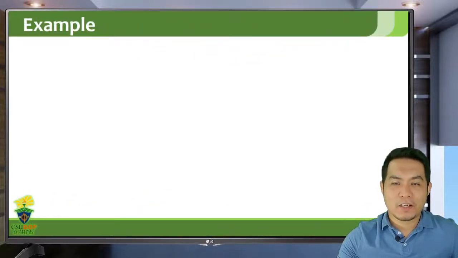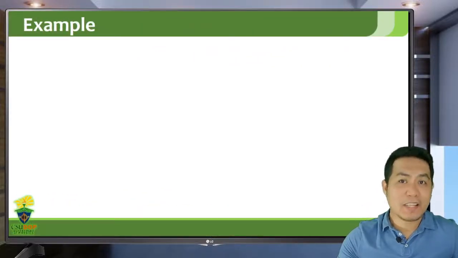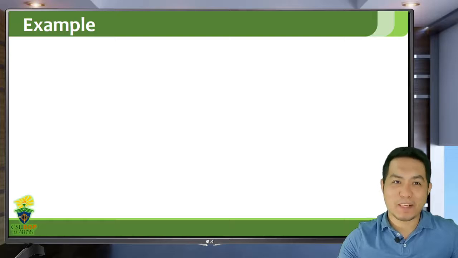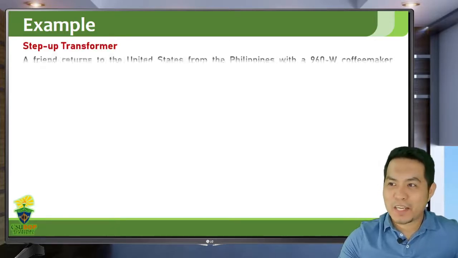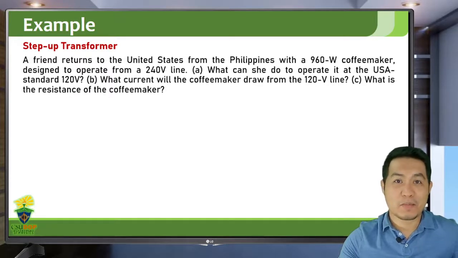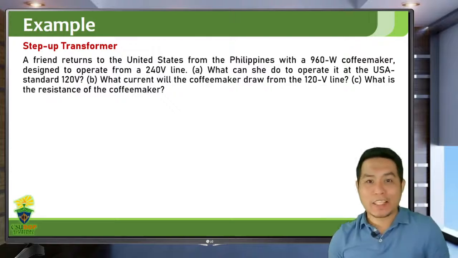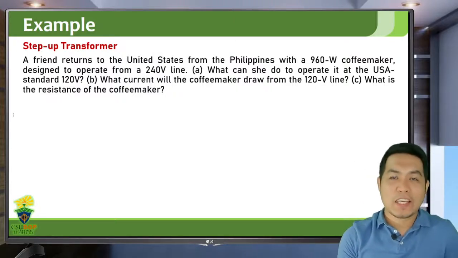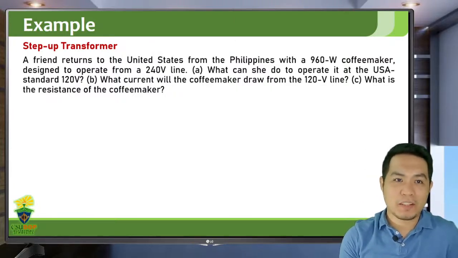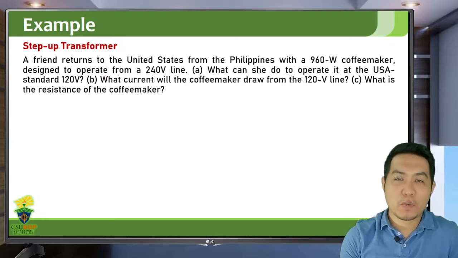Okay. So I will just make this last lesson very short. So I'll just have one example. This is an example of a step-up transformer. In this example, a friend returns to the United States from the Philippines with a 960 watts coffee maker designed to operate from a 240 volts line.